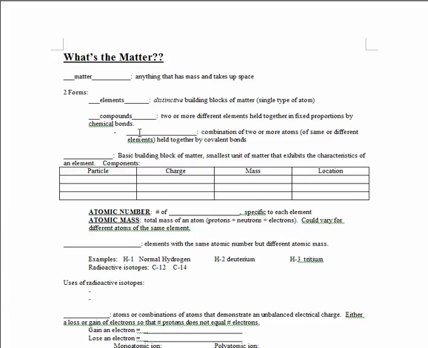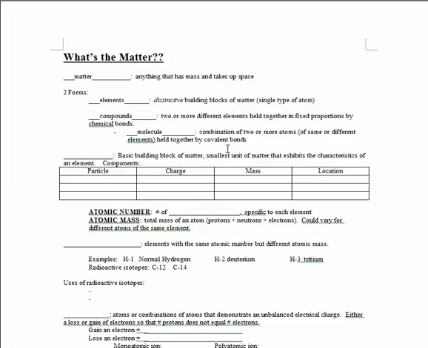Now, sometimes compounds is confused with this next term, which is a molecule, but a molecule specifically refers to two or more atoms. They could be the same, they could be different, which are held together by a special type of bond, a covalent bond.